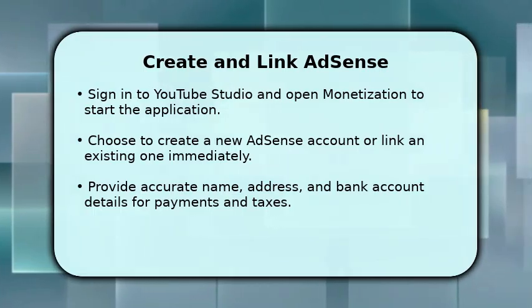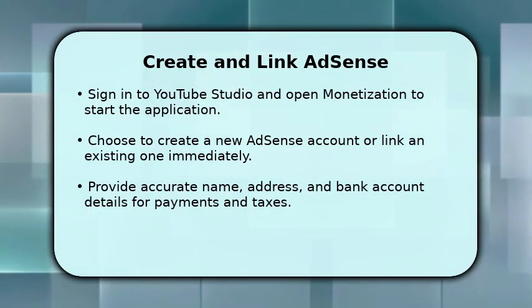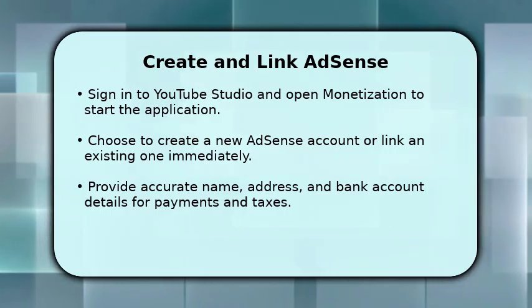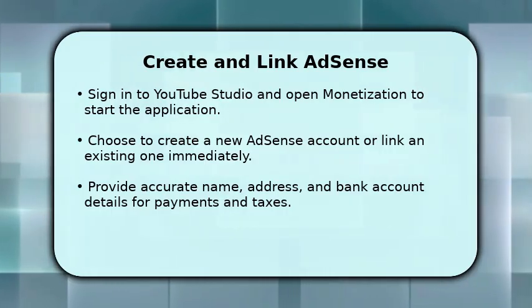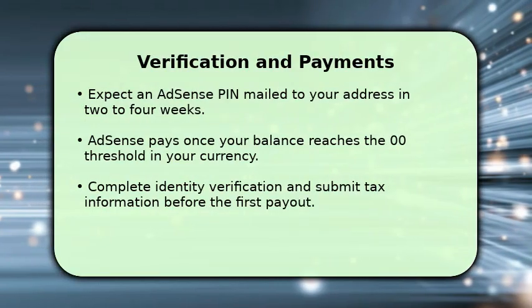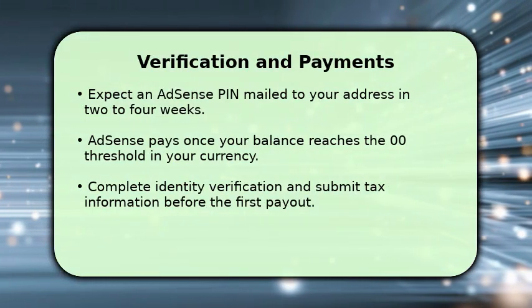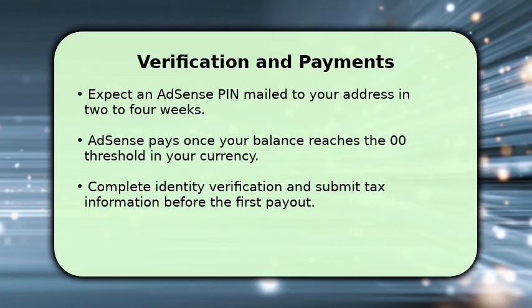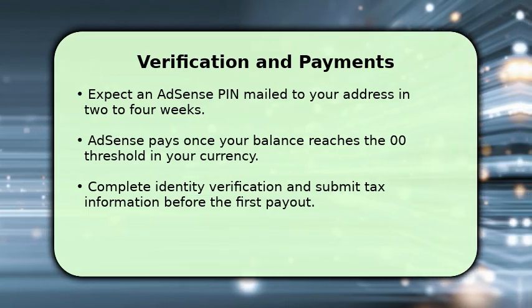After linking AdSense, expect a verification PIN mailed to your address in 2 to 4 weeks. Enter the PIN in your AdSense account to confirm your address and enable payments. Complete identity verification and submit required tax information before the first payout.